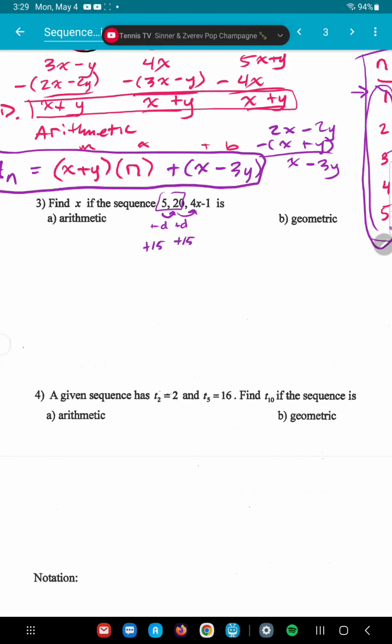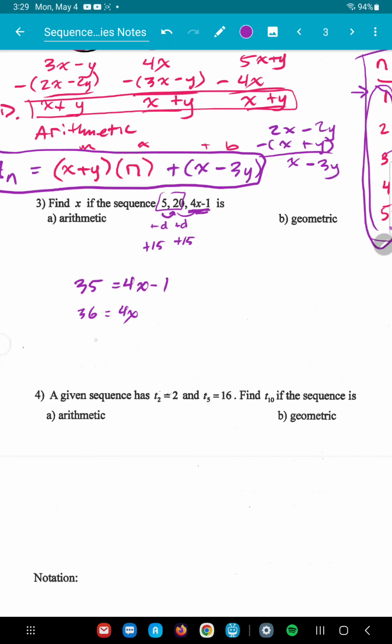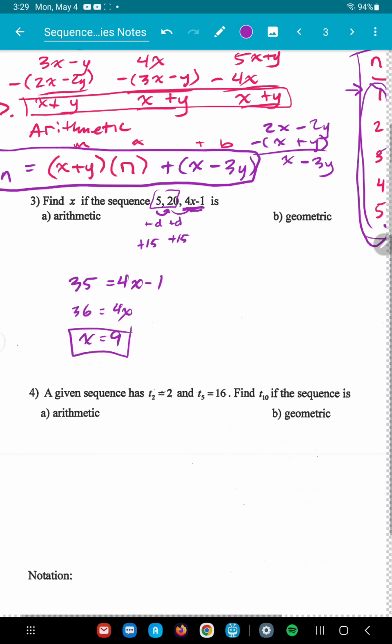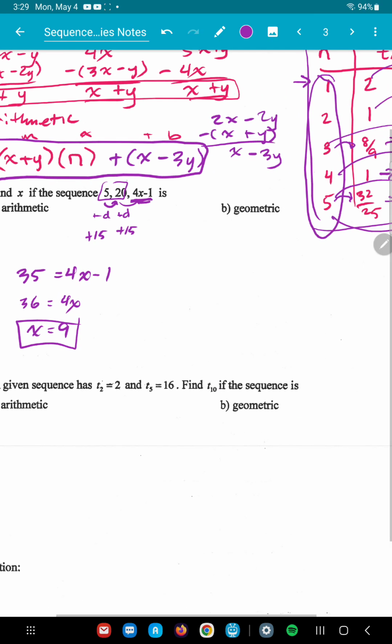Well, what that means is that the third term should be 20 plus 15. That'll give us 35, and that should equal 4x minus 1. So from here you can solve for x. You're going to get 36 equals 4x, and therefore x is 9. And we're just being asked to find what x is. There it is. Okay? Now, what if the sequence were geometric?